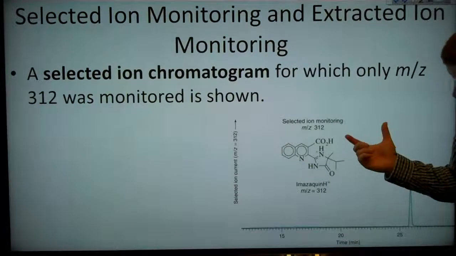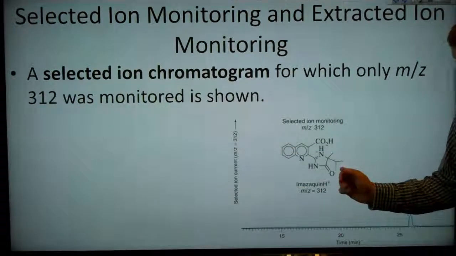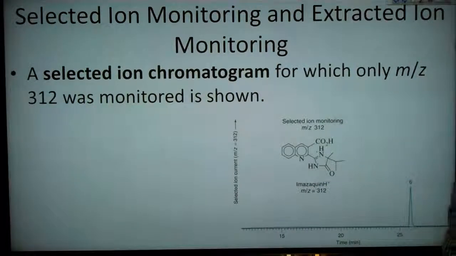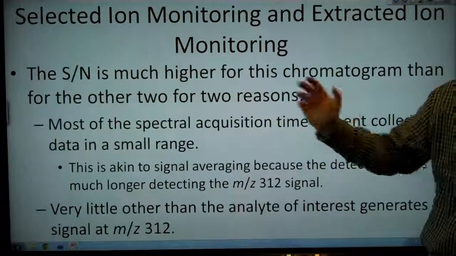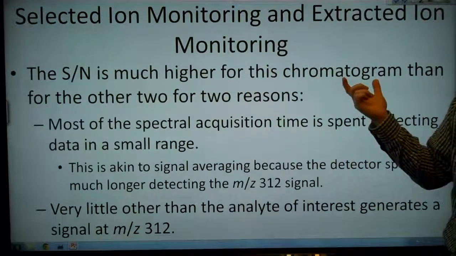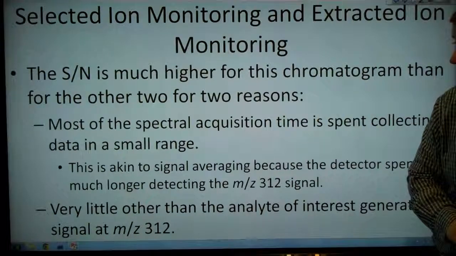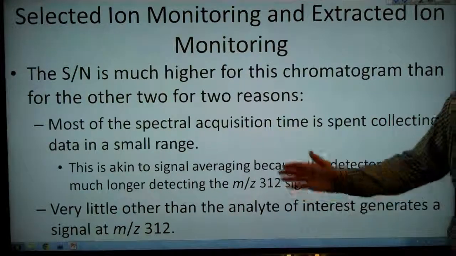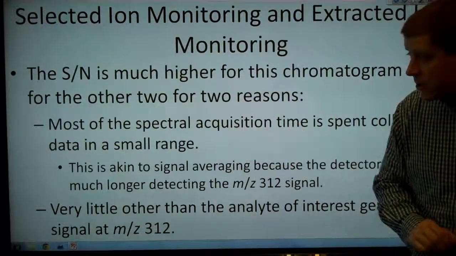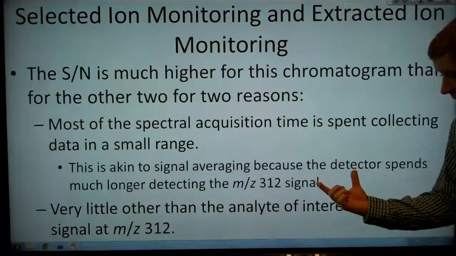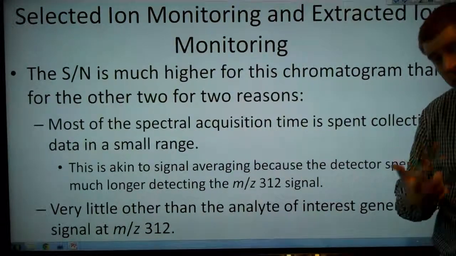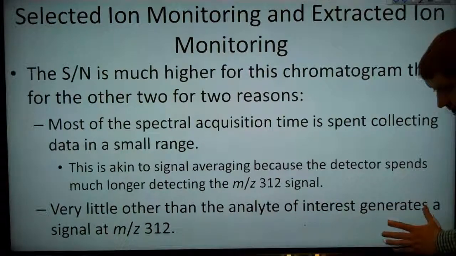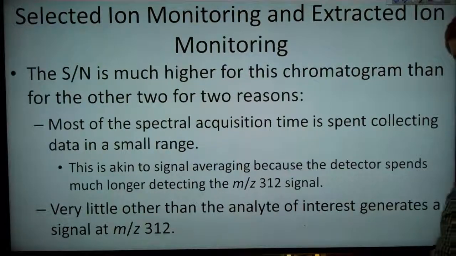And so you can see that we've got our 6th herbicide coming out, and almost nothing else is generating a signal at that mass to charge ratio. So the signal to noise ratio is much higher for this chromatogram than for the other two for two reasons. Most of the spectral acquisition time is spent collecting just the data in a small range. This is akin to signal averaging because the detector spends much longer detecting that signal at 312, and very little other than the analyte of interest is generating a signal here at mass to charge ratio of 312.